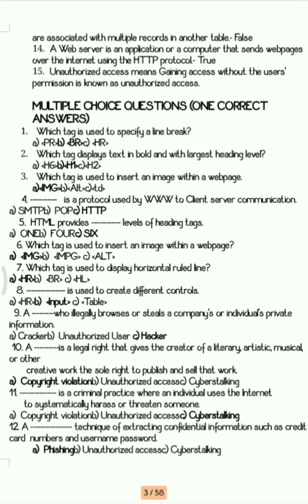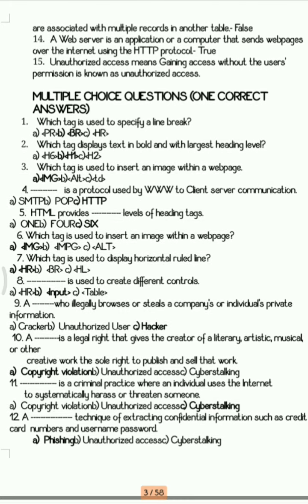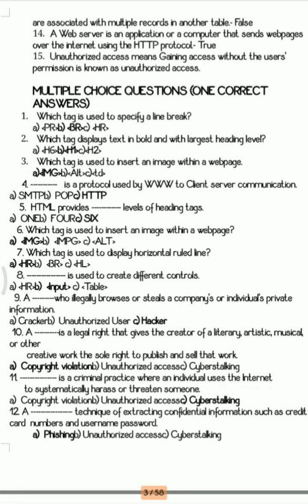Next, fourth one: dash is a protocol used by the WWW for client-server communication. The right answer here is the HTTP protocol. Next, HTML provides dash levels of headings. We all know it is 6: H1, H2, H3, H4, H5, H6.